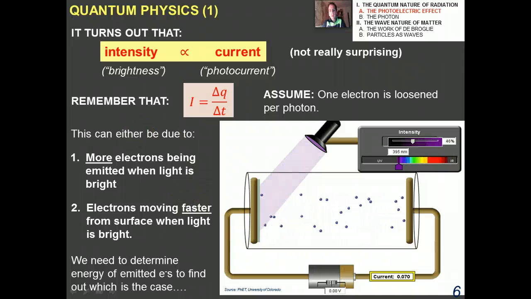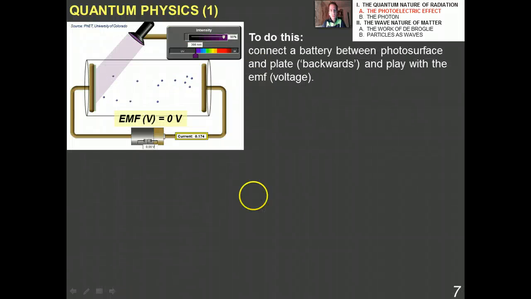Now pretend like you don't know that. We need to determine the energy of the emitted electrons to find out which is the case, and that's what we're going to do. In order to do this, we would connect a battery between the photosurface and the plate, connected backwards, and we're going to play around with the voltage, the potential difference across that battery.